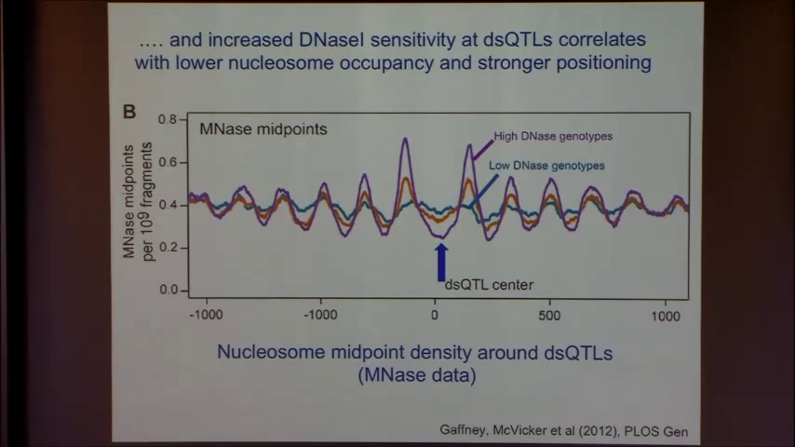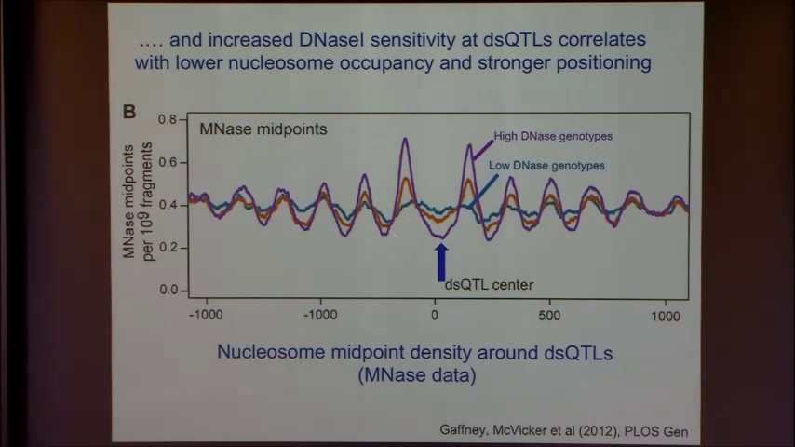Secondly, we find that DNase1 sensitivity is associated with systematic changes in nucleosome positioning around the affected sites. So this shows the average density of nucleosomes centered on DNase1 QTLs, and here the different lines are averaging the high, heterozygote, and low DNase1 genotypes. So you can see that the genotypes that are associated with high DNase1 sensitivity, I showed you they're also associated with high transcription factor occupancy.